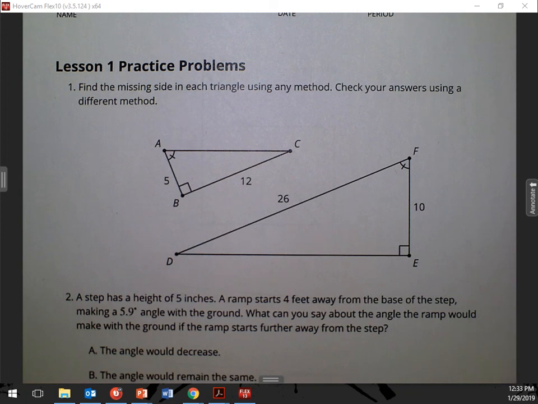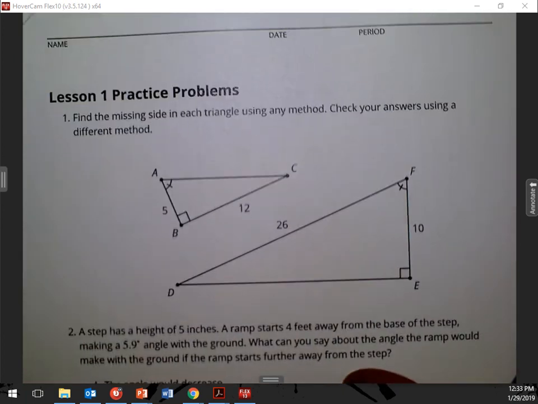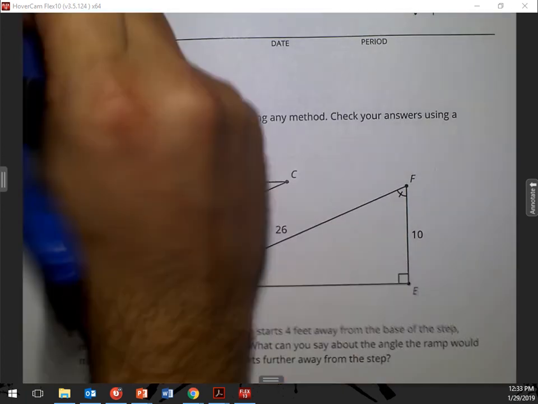So this is going to be the Unit 4 Trigonometry Test Review. Here, I'll even put it on there. Unit 4.